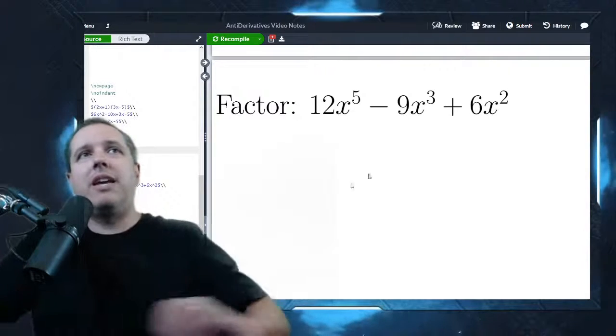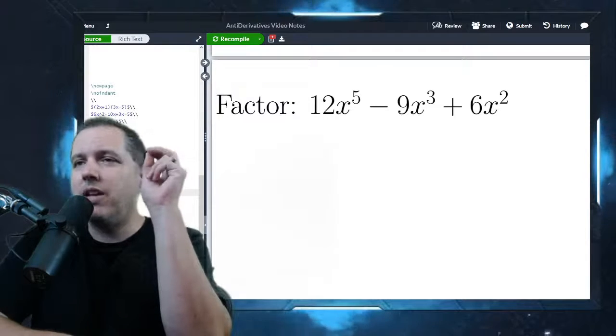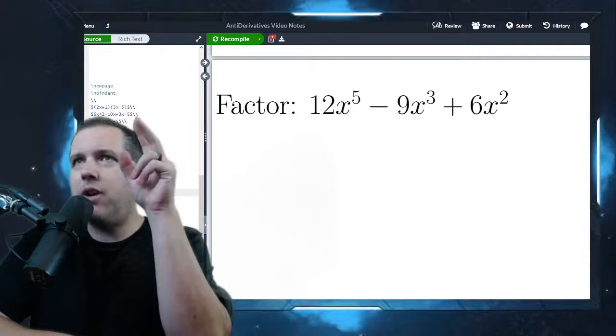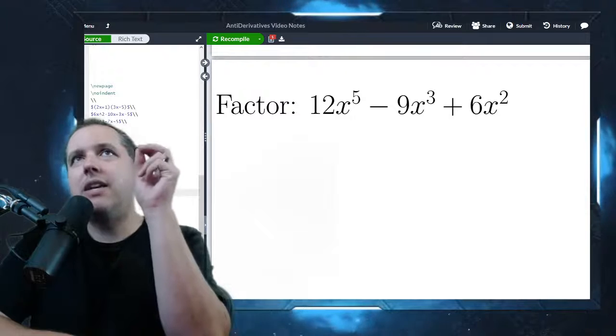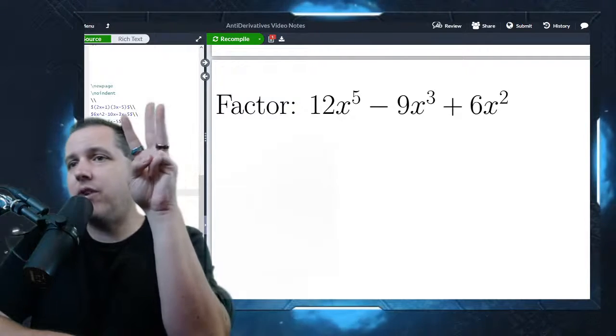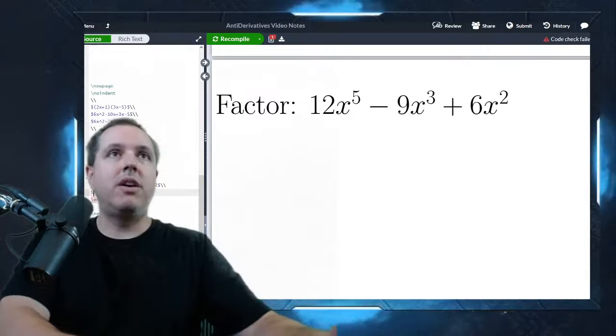What's the biggest thing that I can factor out from the coefficient? Well, let's see. I've got 12, -9, and 6. What should I try to factor out from a 12, a -9, and a 6? And the answer is the biggest thing that all three of those numbers have in common is 3, right? They're all divisible by 3. So I'm going to take out a 3.